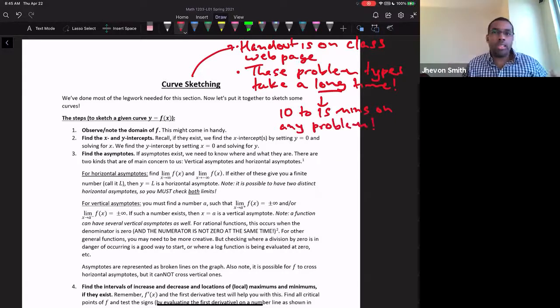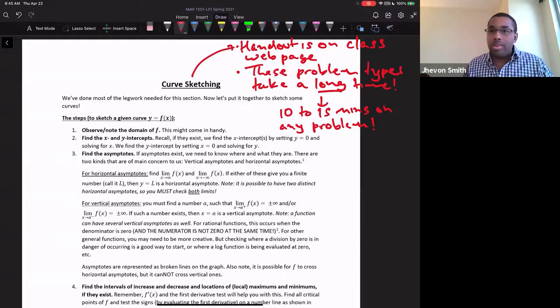So when you're practicing on your own and you want to know how you would be doing on a test or a quiz, you want to get the correct answer. You also want to get the correct answer in less than 15 minutes. Whenever I'm writing an exam and thinking about how much time to give, if there's a curve sketching problem on it, I'll put aside 15 minutes for it. If you can get it done sooner, that's all the better. You can have more time to work on other problems.